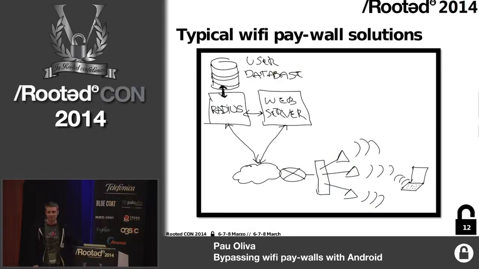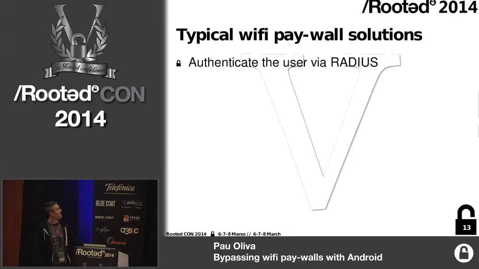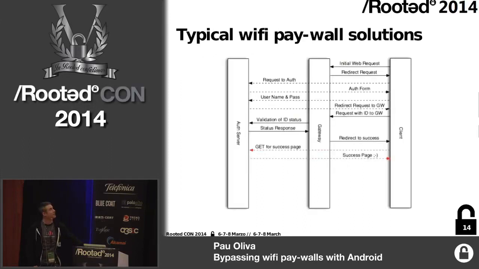How does this work? We can see my skills in painting. Normally there are user databases and a web server. Perhaps everything is in the same machine, not separately. Normally this is not on the very same hotspot; it is on the cloud, on the internet. The user has to be authenticated. You can see this schema taken from the internet because I'm not a good painter.